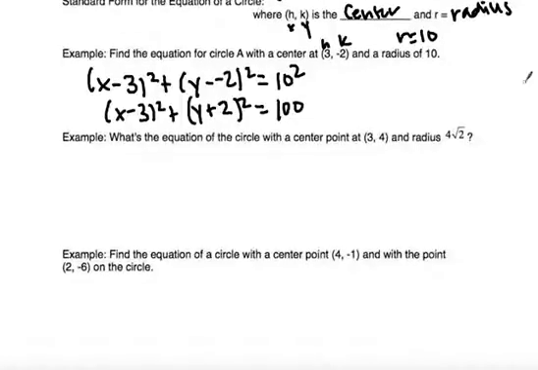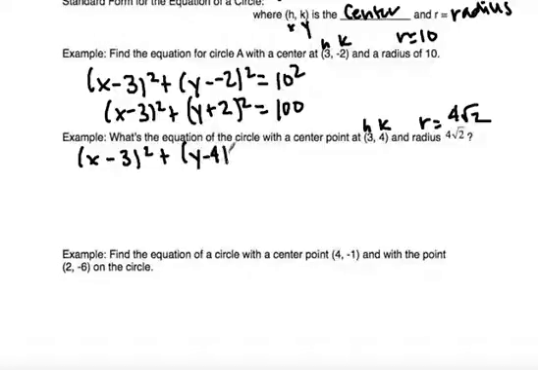Your second example says, what's the equation of a circle with a center point at (3, 4) and a radius of 4 square roots of 2? So your center point is (3, 4). That means your h is 3 and your k is 4. Your radius is 4√2. You're going to start out by using your equation of a circle, which is (x - h)² + (y - k)² = r².